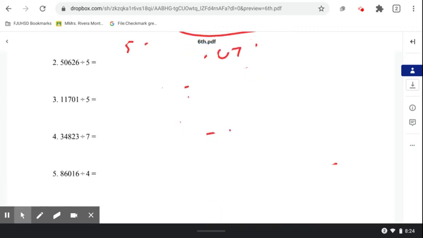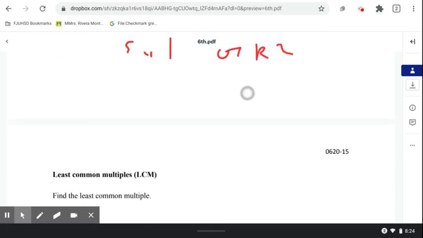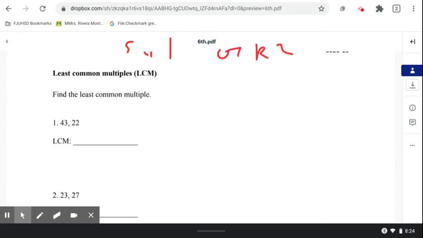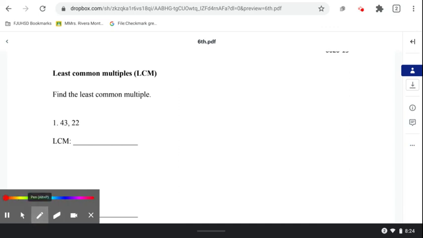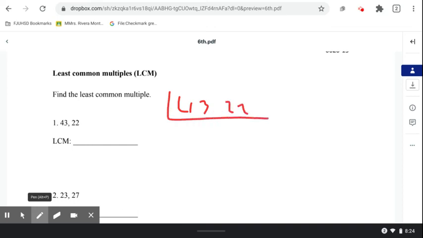Okay, so on to the next section, which is least common multiples. We did least common multiple or LCMs like a month or two ago, I think. So this is just a refresher. 43 and 22. 43 is a prime number, just 1 and 43. 22 is 1, 2, and 11. So there are no common factors, so you just multiply these two. So it'd be 43 times 22.